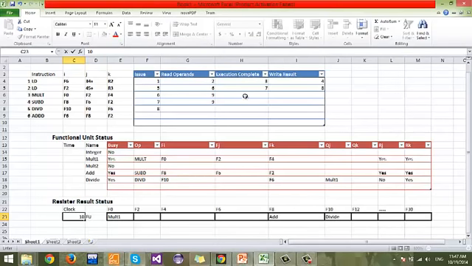In clock cycle 10, what will be the change? Can mult go to execution stage? Yes, as the operands are available, it can go to execution stage. Can sub D go to execution stage? Yes, as sub D has all the operands needed, it can also go to execution stage.